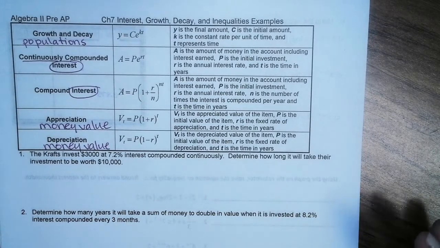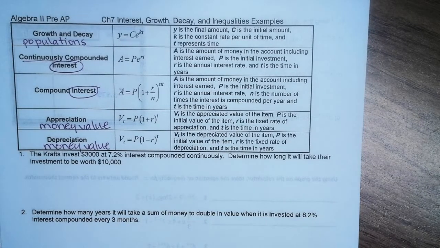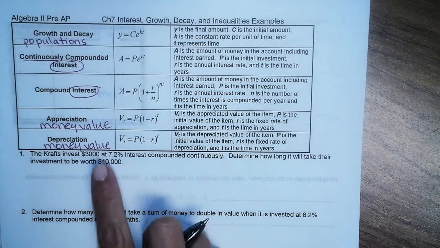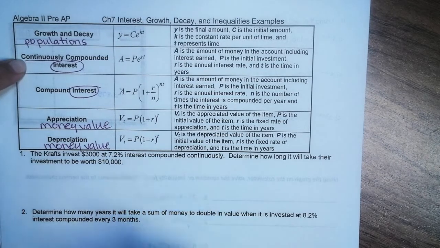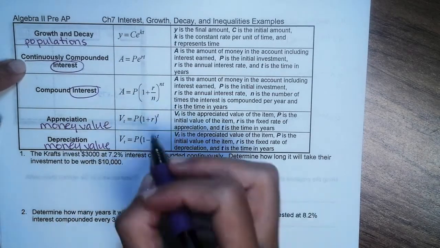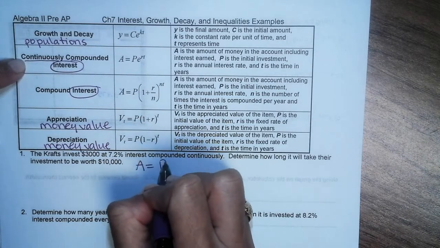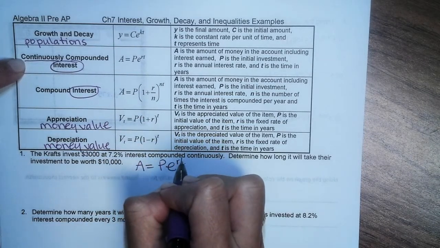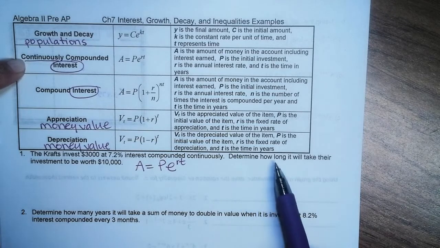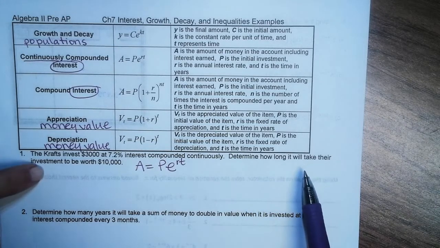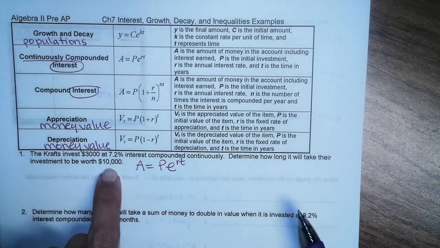So now, let's just try an example, pick the right formula, and then use the calculator online to solve it. Number 1. The Crafts invest $3,000 at 7.2% interest compounded continuously. So it looks like we're going to be using this second formula here. Let me write it down. These are the kind of questions that you will see on your next quiz with a calculator. Determine how long it will take their investment to be worth $10,000.